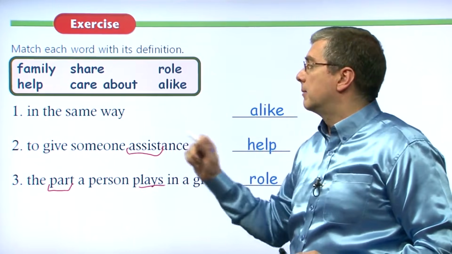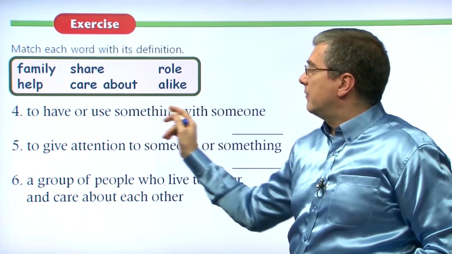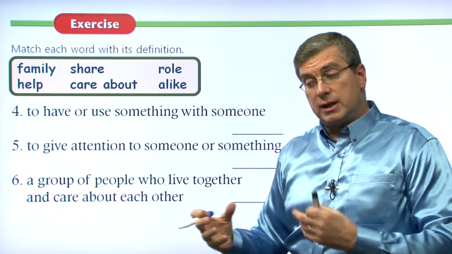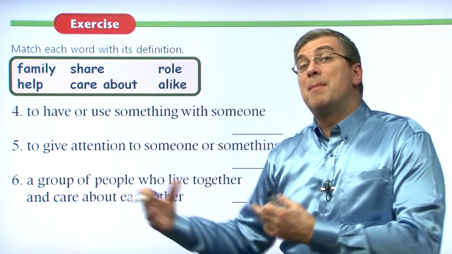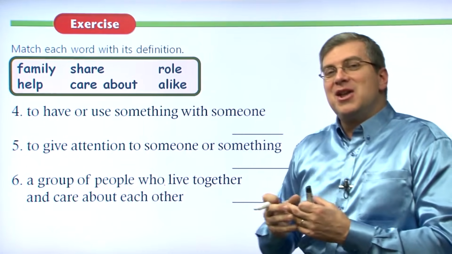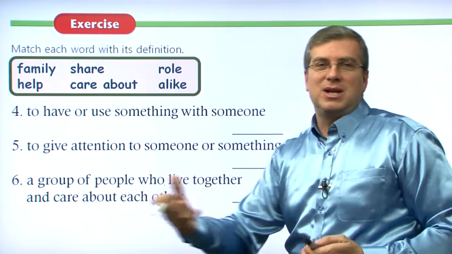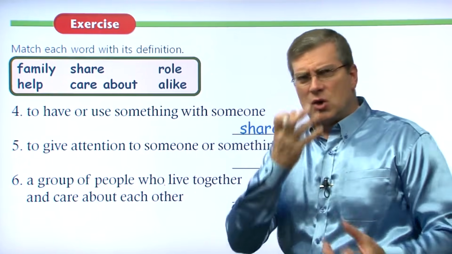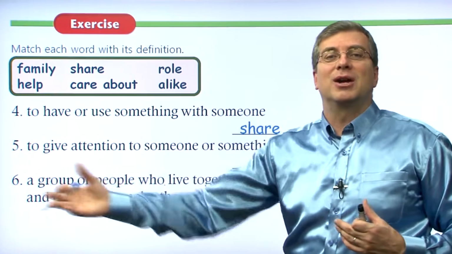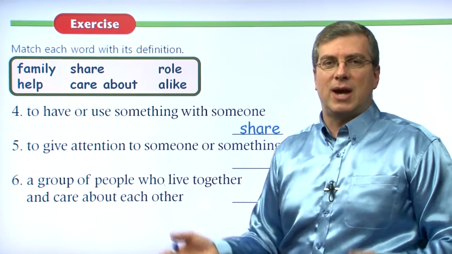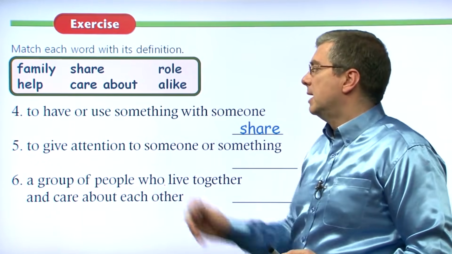Okay, let's move on. Number 4. To have or use something with someone. So if you have something or you're using a thing with somebody else, not alone, you're not keeping it all to yourself, you're using it with somebody else. What are you doing? You share that thing. So if you have pizza, don't eat it all yourself. Share it with your brother, your sister, your parents. Share the things that you have. That's very important.